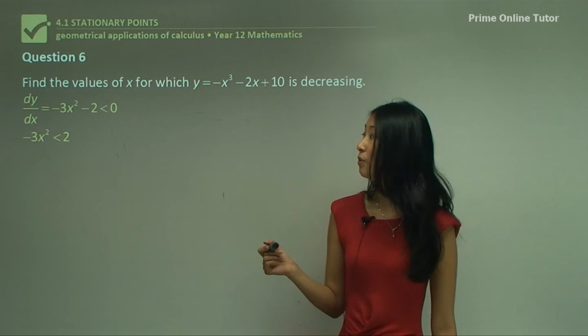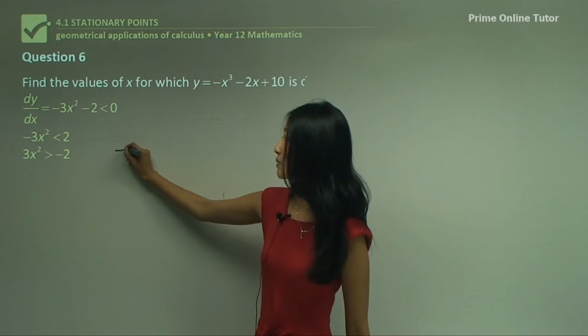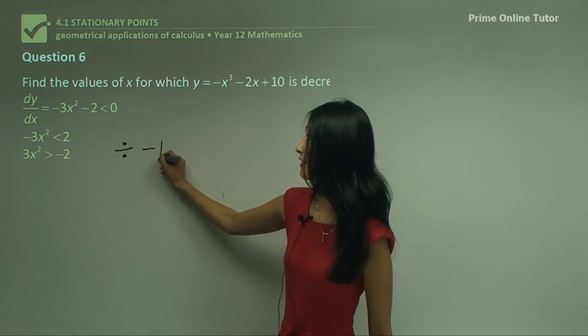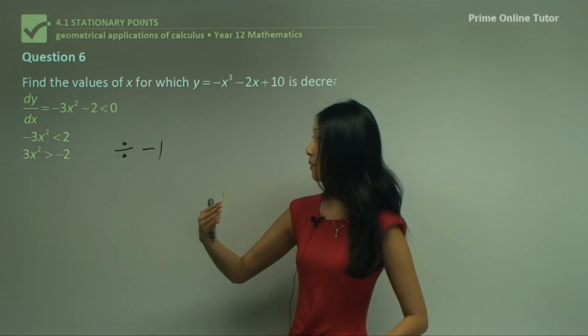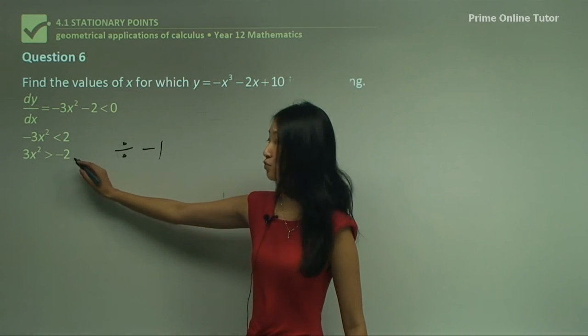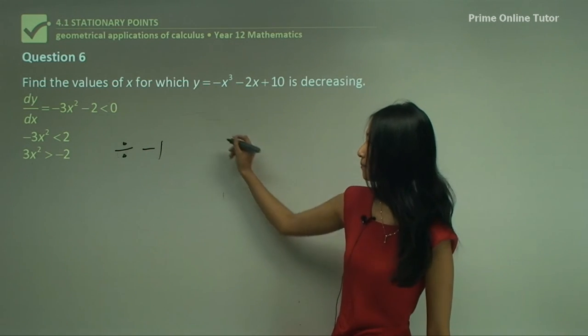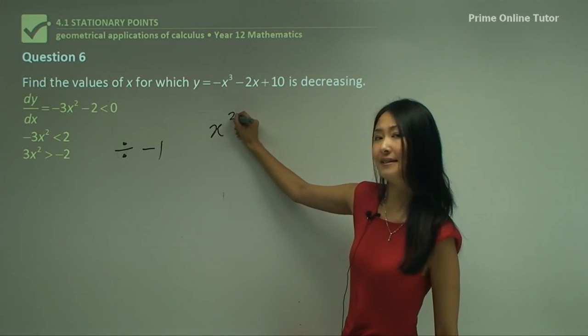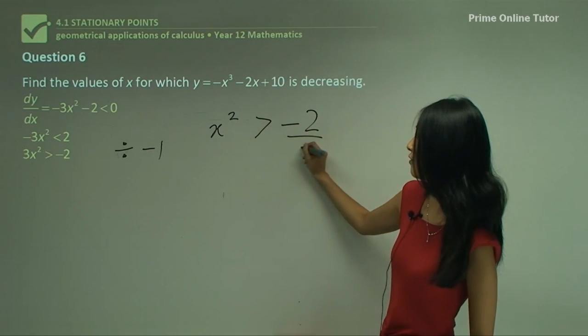And now we want to get rid of the negative sign from the 3. So what we've done is we've divided both sides by negative 1. And remember how we said that's when we flip the sign? So that's why we have 3x squared is greater than negative 2. And now I want you to think about this. That means that x squared is going to be greater than negative 2 on 3.